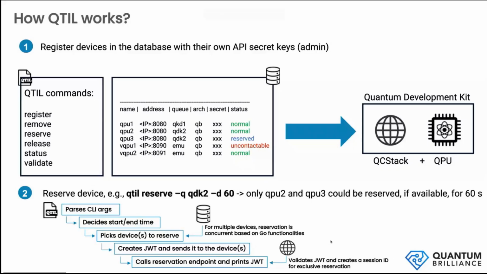And that's why there is a small note here where it says for multiple devices, reservation is concurrent based on Go functionalities, because Qtl was built using Golang. Okay, so in the example that you have here, if QPU 2 and 3 are both using QDK2, then in your command you can say I want two QPUs, and if both of them are available, then you get that reservation? Yes, and as far as I remember, the flag is N for number, -N2, and it will look for 2, and if it doesn't find 2, it won't give you the reservation.